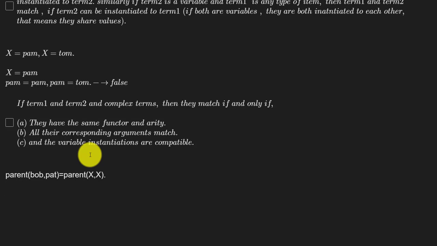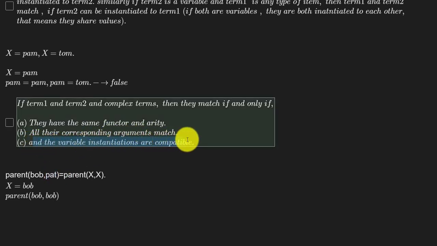So now think about this one. If I initialize x with Bob over here, what will become? The left hand portion is always fixed, it's parent Bob Pat, but the right hand portion will become parent Bob comma Bob, because those are the same variables, which is definitely not matching with the left hand side. Because of the same rule, we cannot initialize x with Bob first, and to match the second argument we cannot initialize x with Pat over here. That is what we are talking about regarding rule number 3.